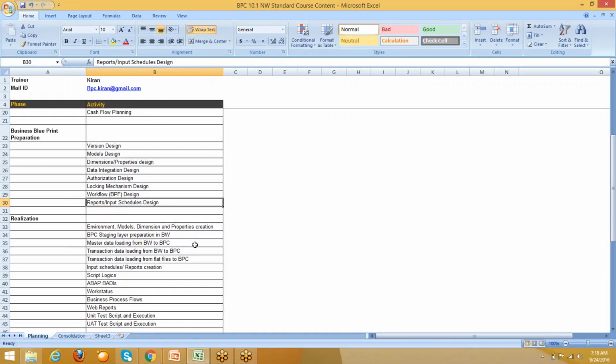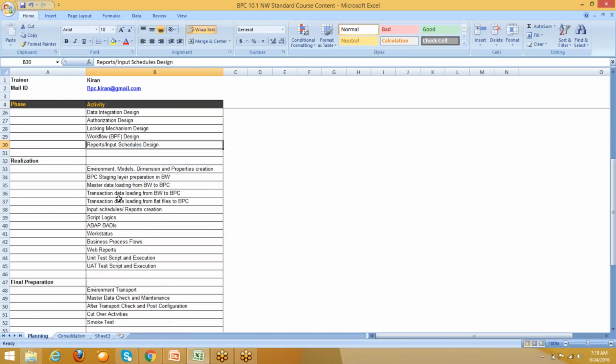Now, once your blueprint design is completed, your to-be solution is completed, and the blueprint is signed off, then we are going to discuss realization. We are going to create one of the scenarios in the system. We are going to discuss the solution for the entire scenarios, but we are going to execute only one scenario in the system. Hands-on will be on one planning scenario. So we are going to create environment, models, dimensions, properties in the system.